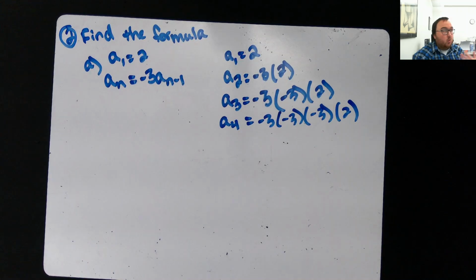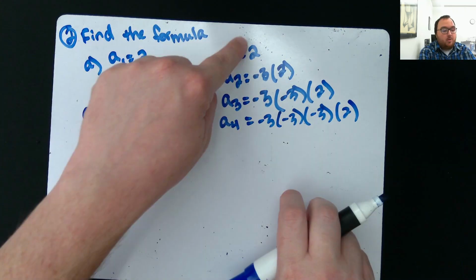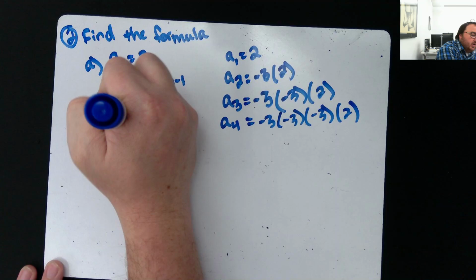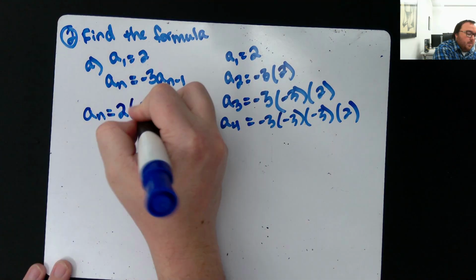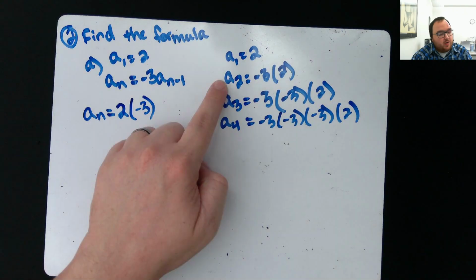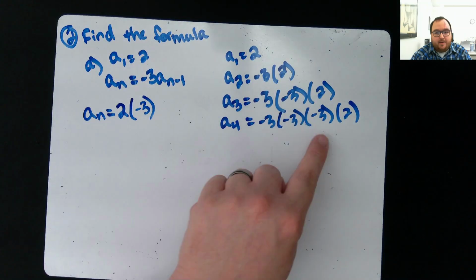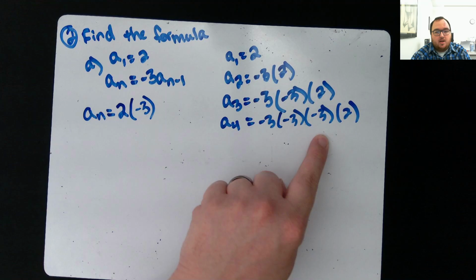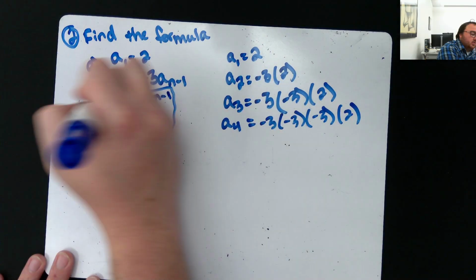be here, right? For every AN, I'm taking the number 2. There's always a number 2. And I'm going to times that by -3. But how many times, right? For A2, I did it once. For A3, I did it twice. For A4, I did it 3 times. So it would be to the power of n minus 1. Just like that.